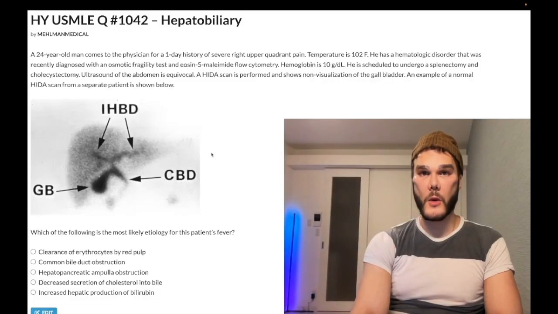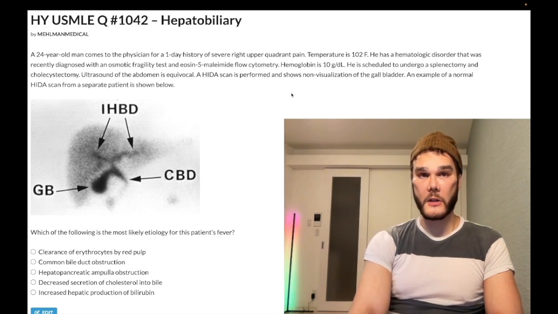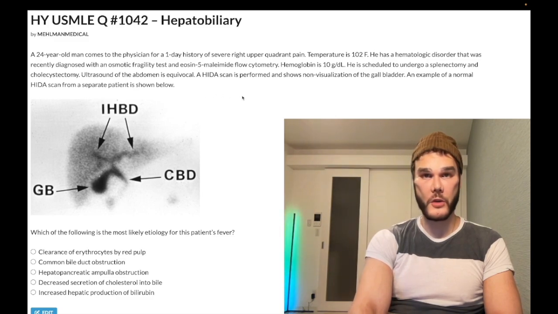How's it going, guys? Past level question of hepatobiliary, Step 1, internal medicine, surgery, 2CK. 24-year-old man, 1 day history, severe right upper quadrant pain, temperature 102 Fahrenheit, hematologic disorder that was recently diagnosed with osmotic fragility test and eosin-5-maleimide flow cytometry. Hemoglobin low, 10 grams per deciliter, should be 13 to 17.5 in males, non-menstruating women, 12 to 17.5 menstruating women.